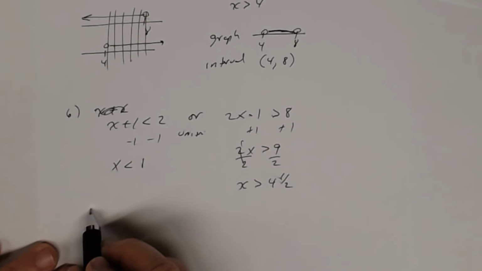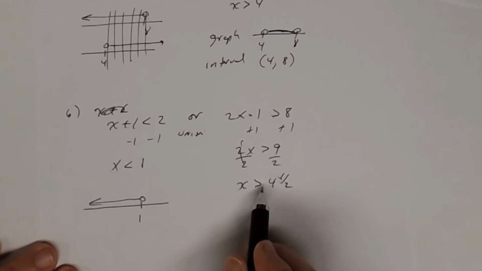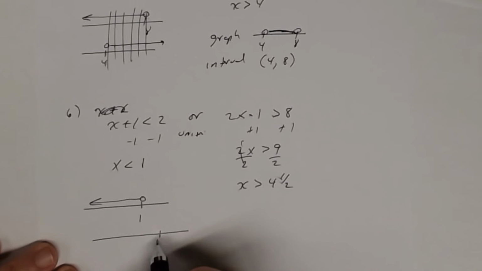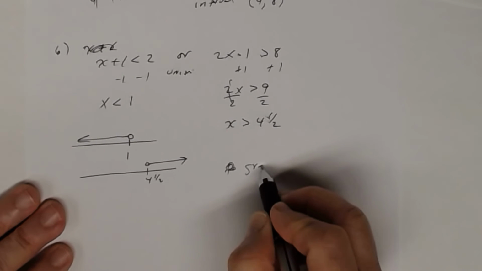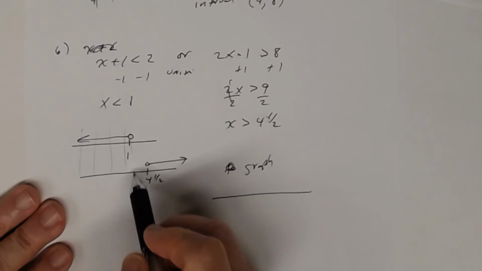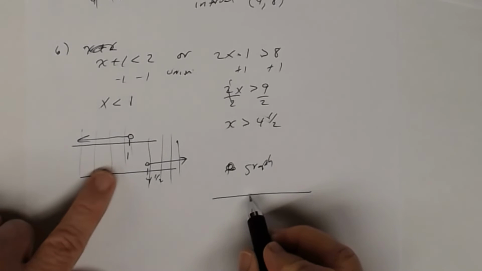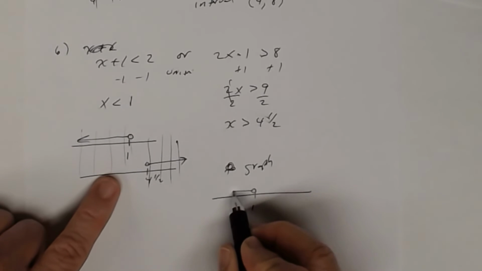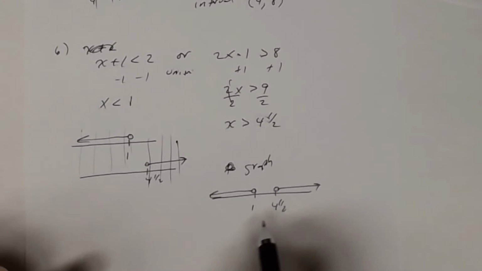So here's the way I would do this. I would graph each one individually. So here's 1, open circle going to the left. Okay, then we do the next one. Here's 4.5, open circle going to the right. And so my final graph, you're going to put all this on one number line. Anything that's shaded is a solution. So you're going to say 1 going to the left, and then 4.5 going to the right. So there's your solution.